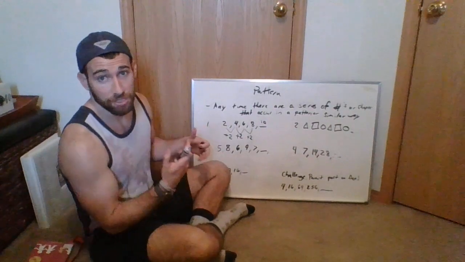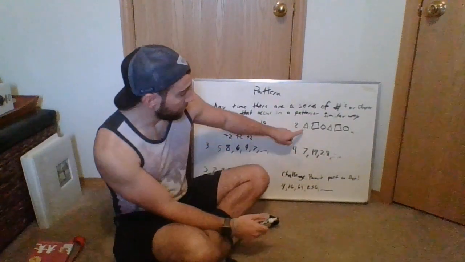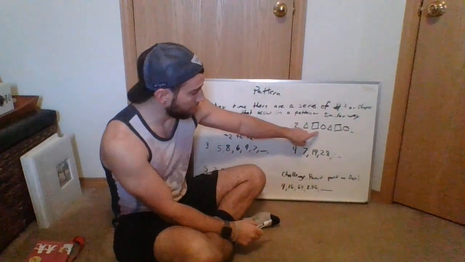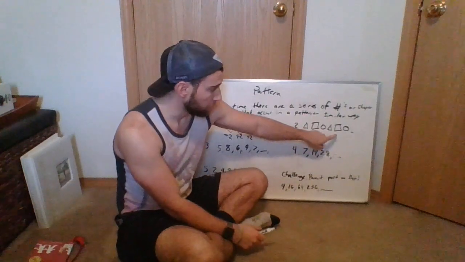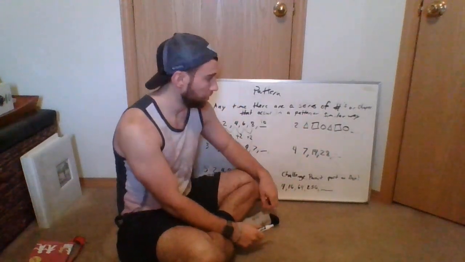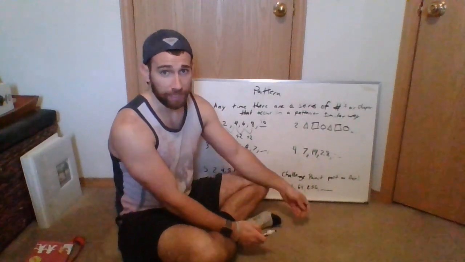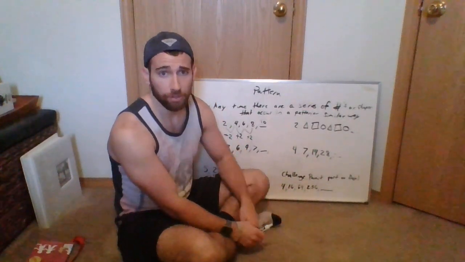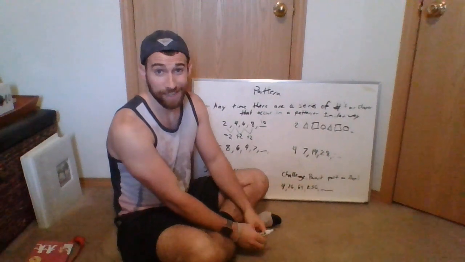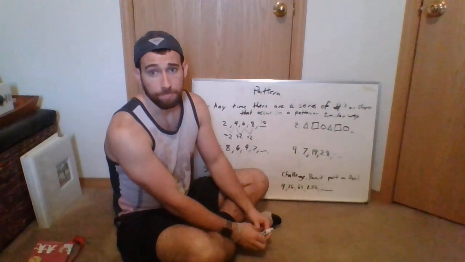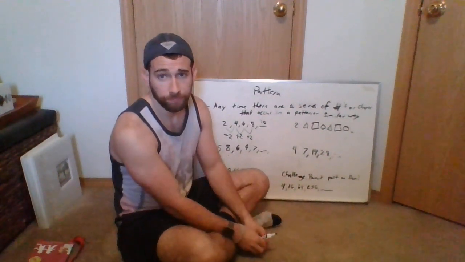Now relating this to shapes, if we look, we've got a triangle, square, circle, triangle, square, circle, and then it's asking what that next digit would be. Go ahead and pause the video and see if you can figure it out. I'm sure you can pretty quickly. So go ahead and pause the video.